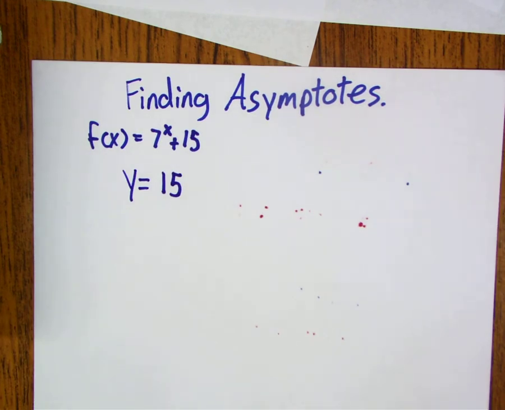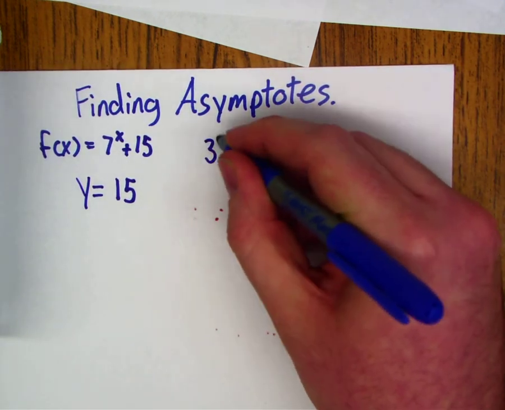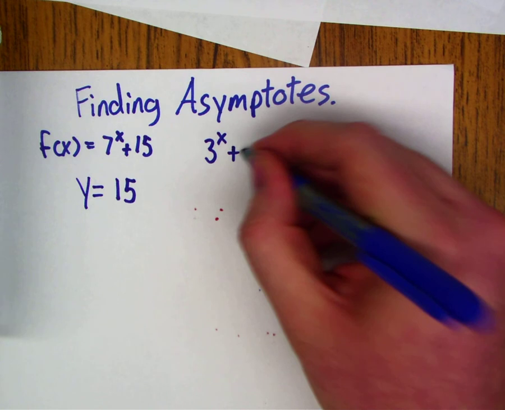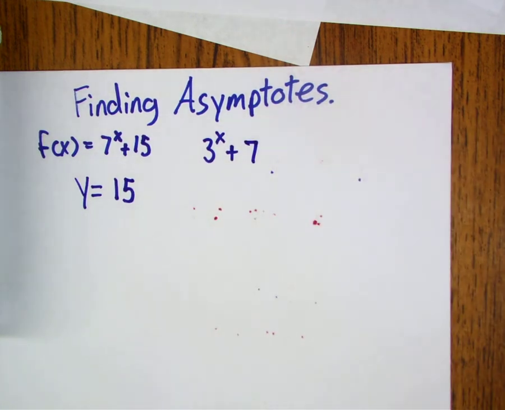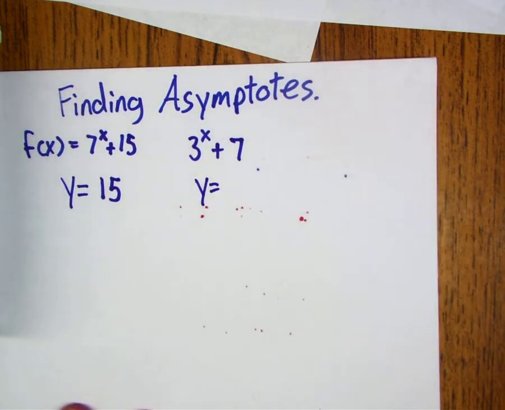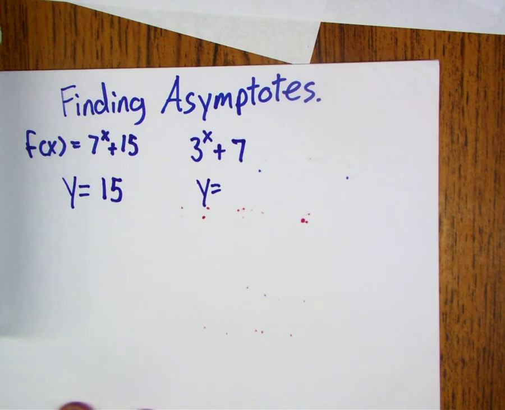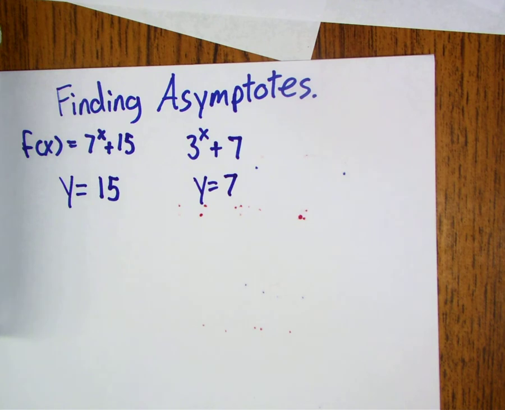Let's try a second round. Suppose I get 3 to the x plus 7. Give it a thought. What's our asymptote in this case? Remember, it always starts out with y equals, and in this case, it happens to be y equals 7.